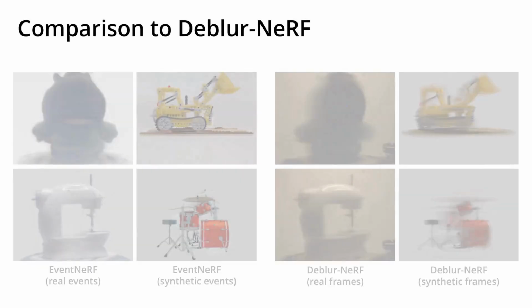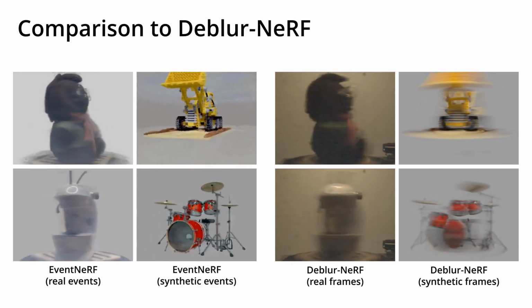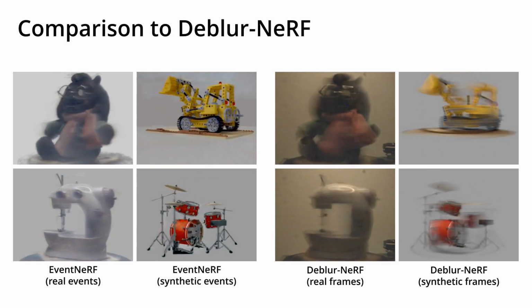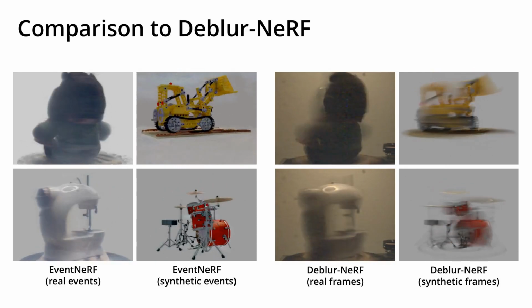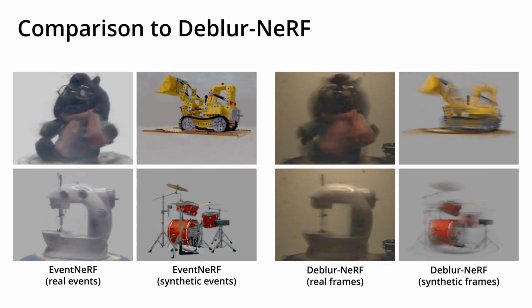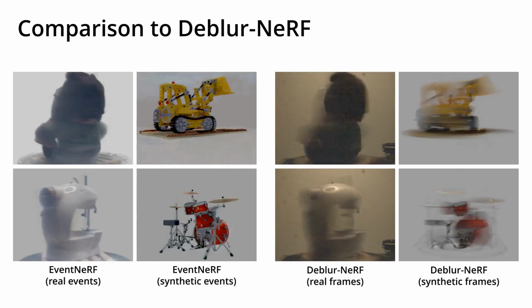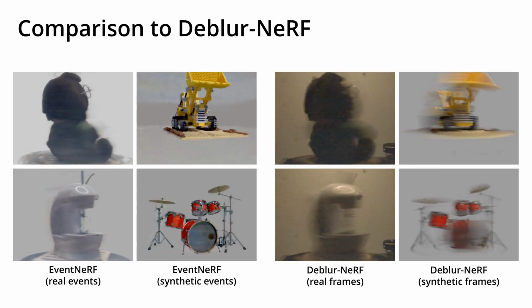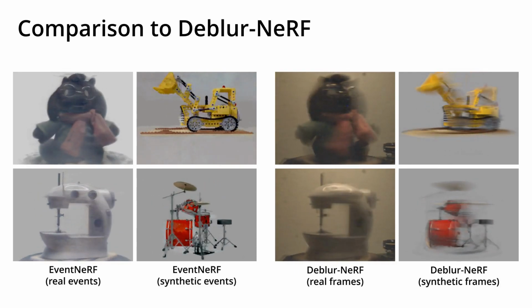We also compare against deblur-NeRF, which is an RGB-based NeRF method designed specifically to handle blurry RGB frames. We perform this comparison by applying the method on the simultaneous RGB frames of our event camera and simulated blurry frames of synthetic sequences. Results show that our approach significantly outperforms deblur-NeRF while only using events as input. This is expected, as deblur-NeRF can only handle view-inconsistent blur. In contrast, our approach produces almost blur-free results.